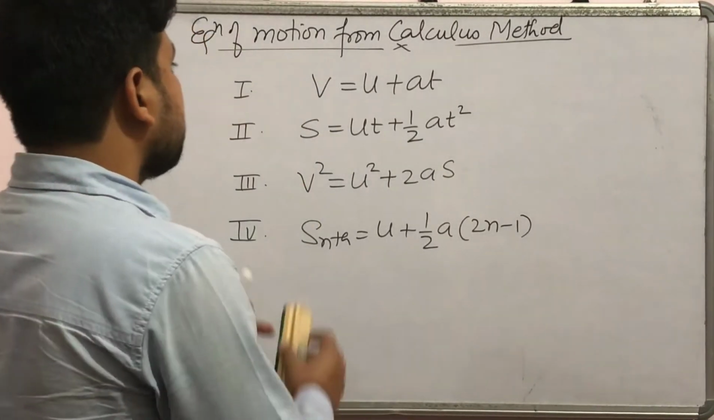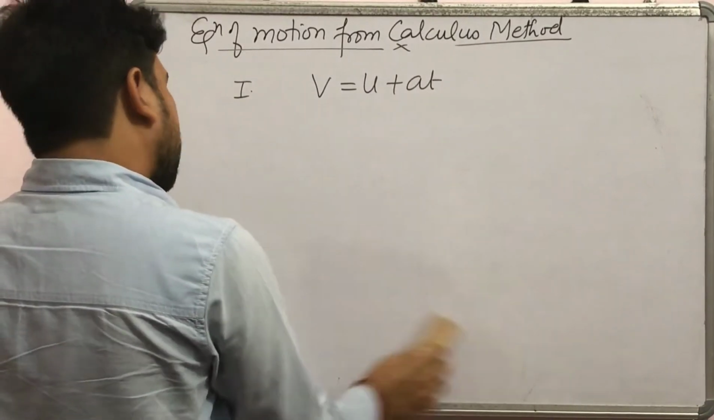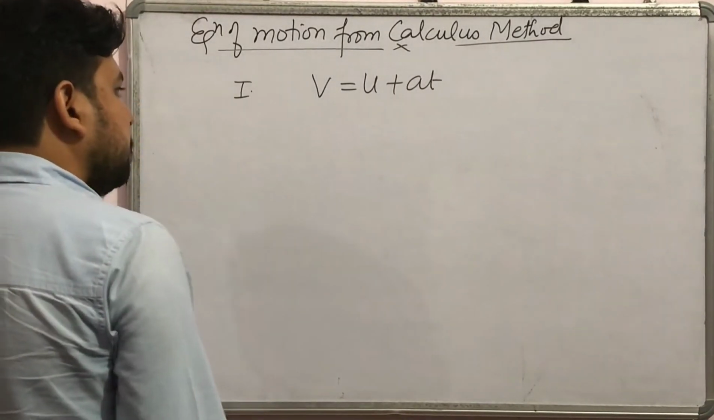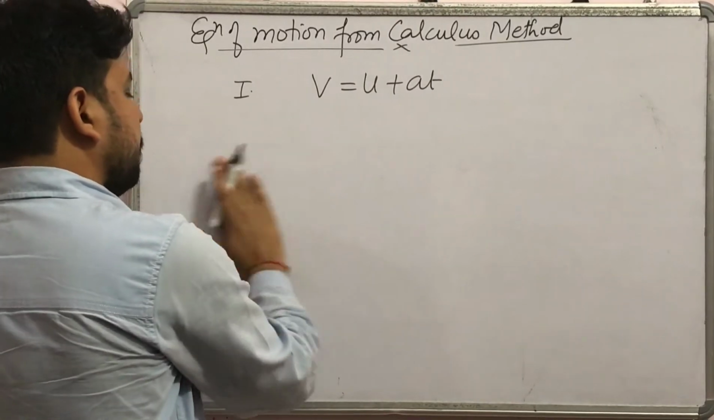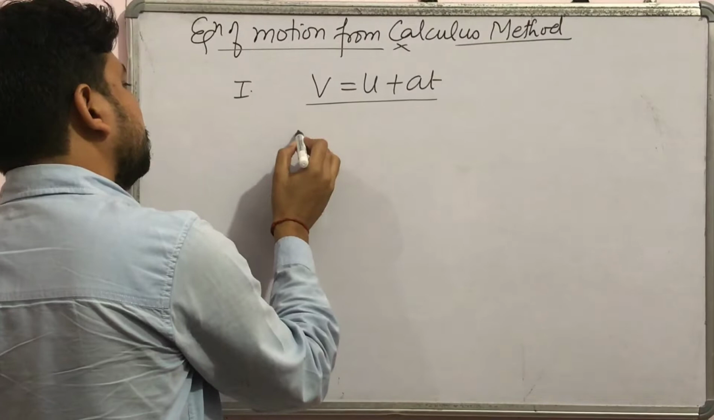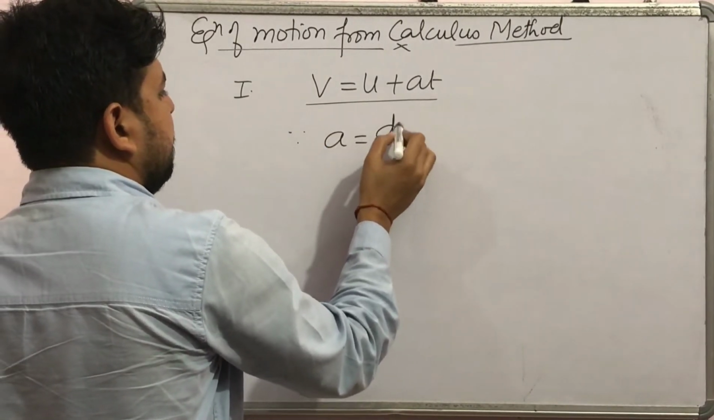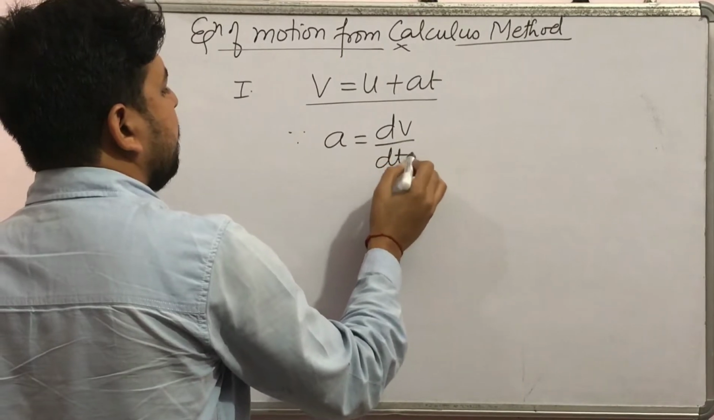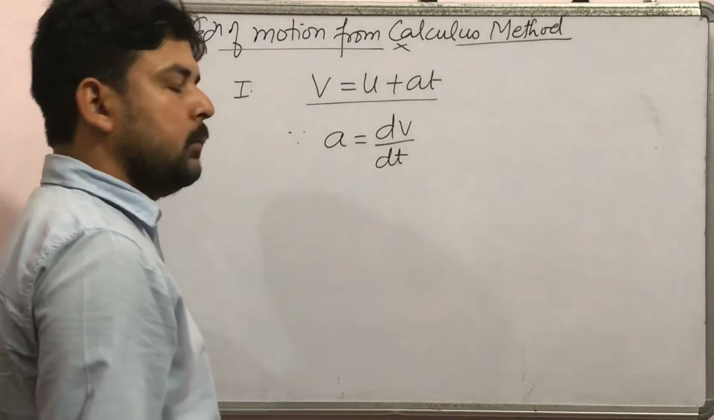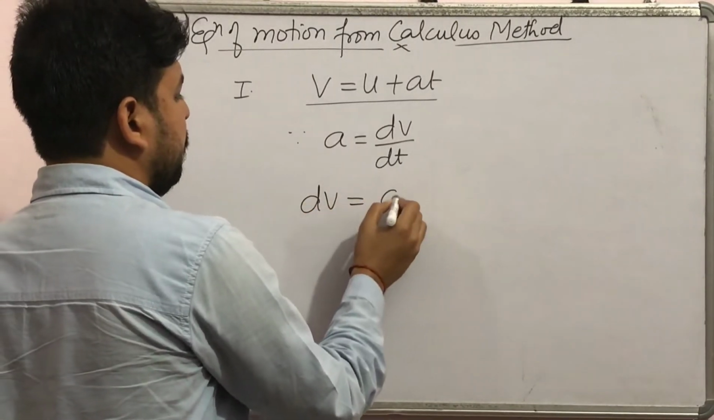So we will derive the first one. V equals to u plus at. Since acceleration is dv over dt, that is rate of change of velocity with time, dv equals to a into dt.